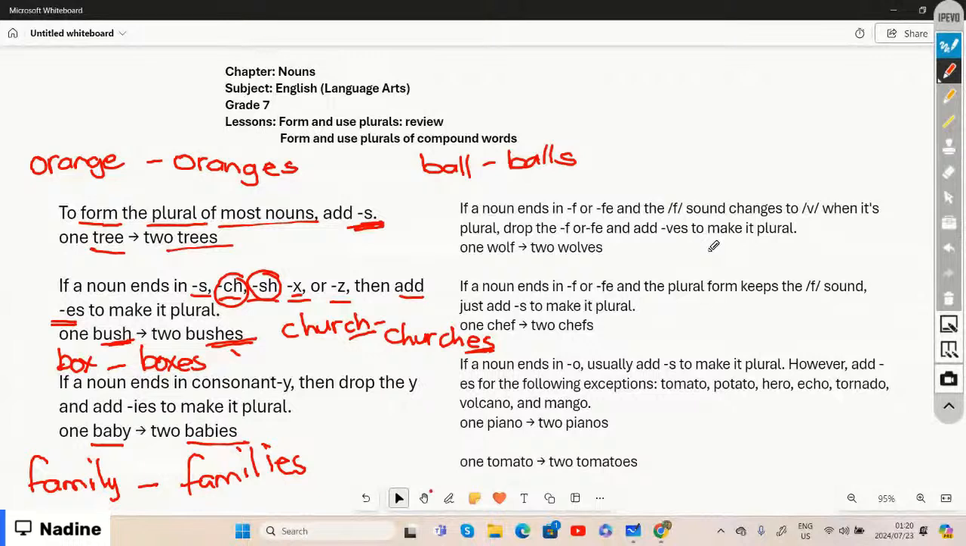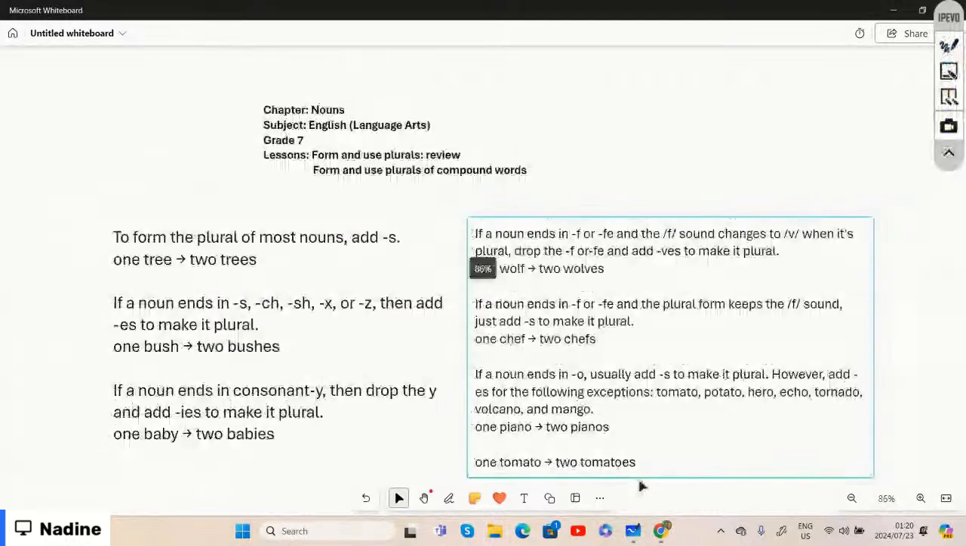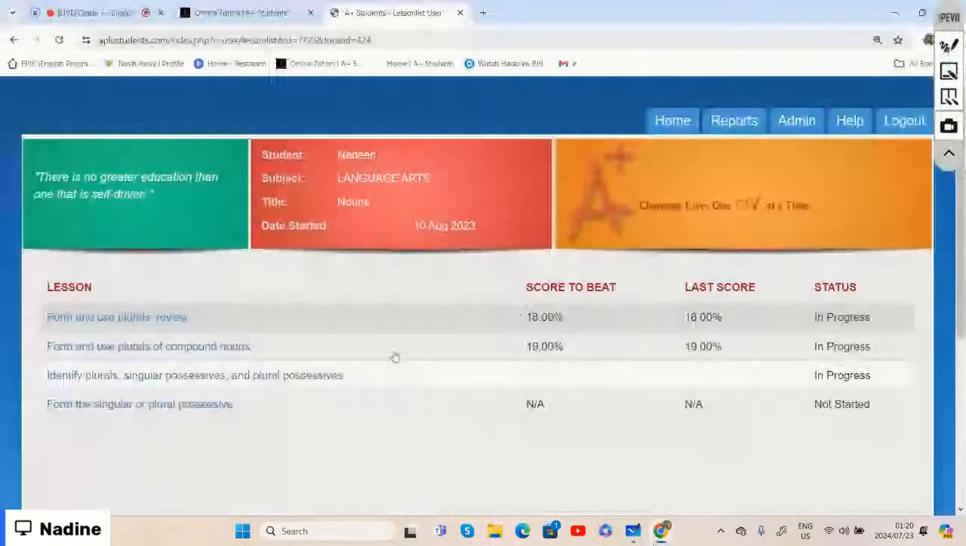All right, so remember plurals refers to more than one. Two or more people, two or more places, two or more things, two or more animals, for example, right? All right, so now let's go to A Plus Students dot ca. We're only going to focus on form and use plurals and form and use plurals of compound nouns. So let's go to the first one, form and use plurals.